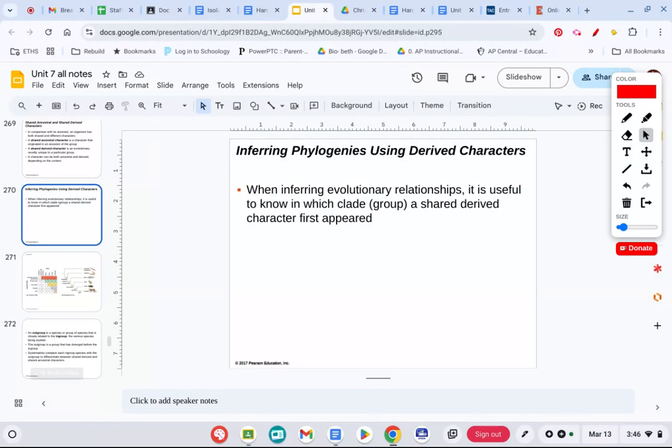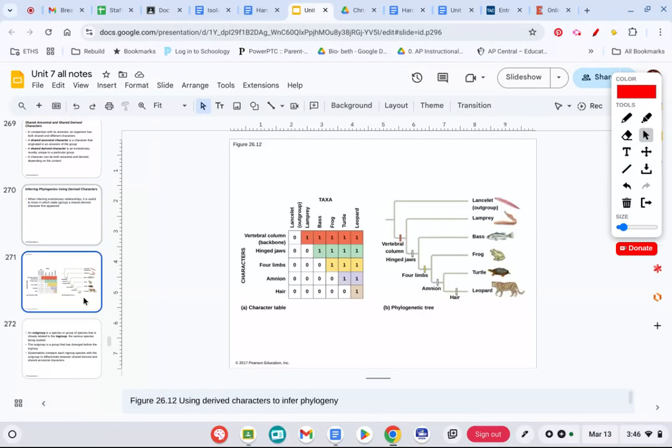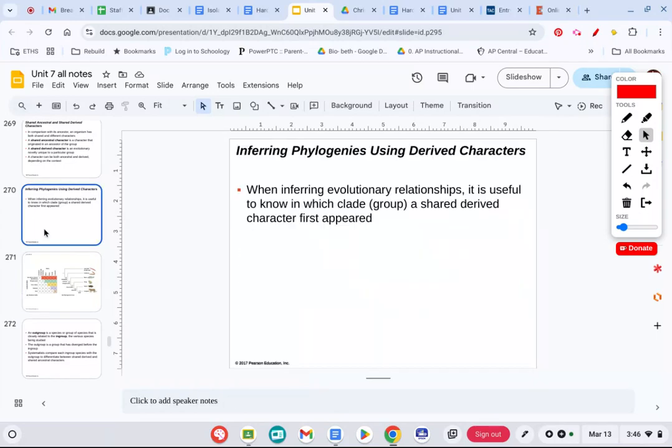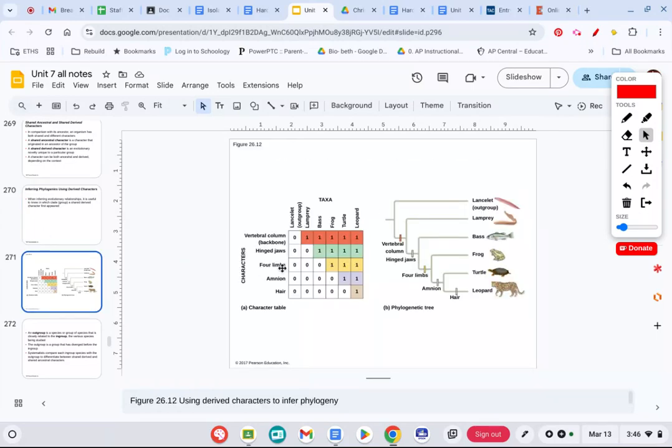So let's look at one of these trees. This is called a character table, and then we have a bunch of taxa. Taxa are just groups of organisms. If I say bass, there's lots of different bass fish. There's not just one type of bass. There's not one type of frog. So this is just groups or taxa that we're talking about.